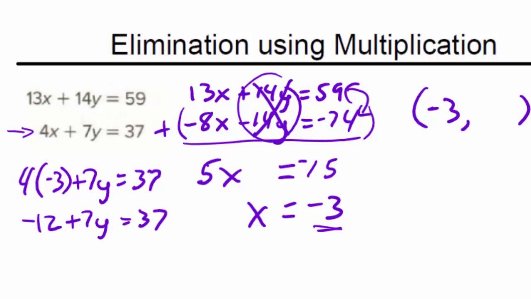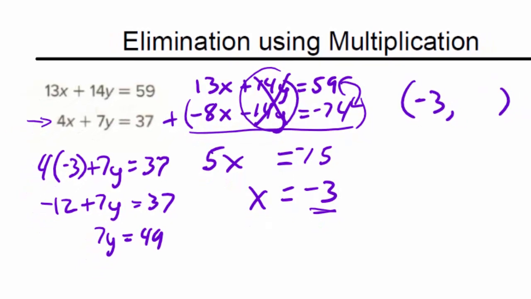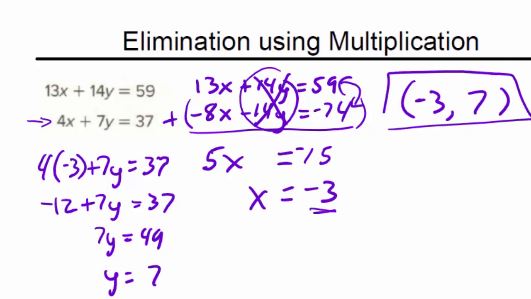Now I want to add 12 to both sides, so I'll have 7y equal to 37 plus 12, which will be 49. Divide by 7, and y equals 7. So the final solution here is -3, 7.